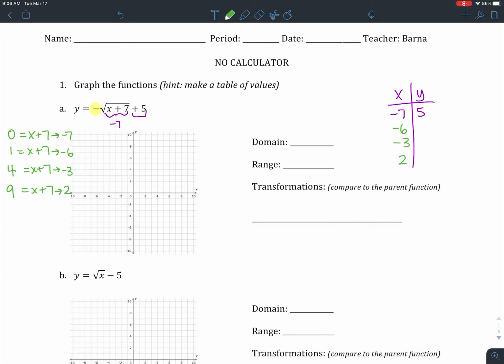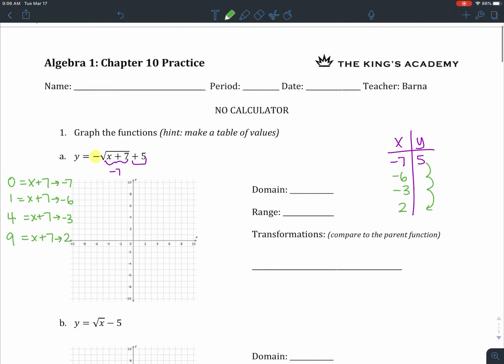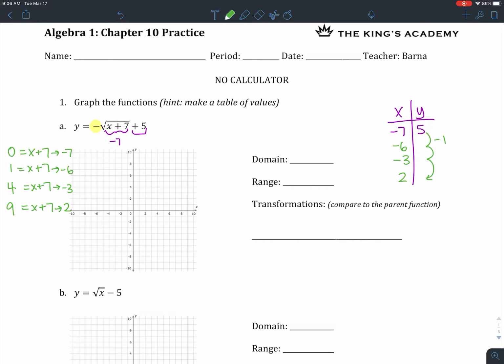And here's where the a value of -1 comes in. It's going to be the change from one y value to the next. So 5 minus 1 is 4. Minus 1 is 3, minus 1 is 2. All right, so now I can go ahead and graph. We have -7, 5, and then we go -6, 4, -3, 3, and then I have a +2, 2, so I need to make sure I go that way.